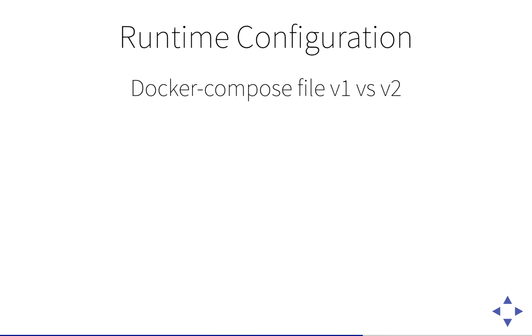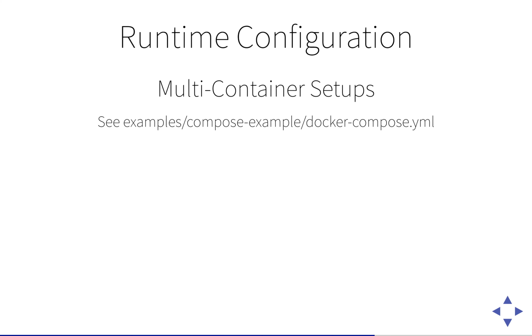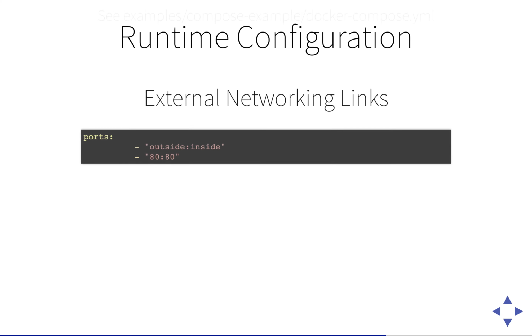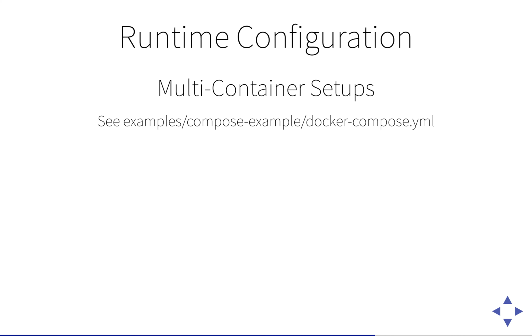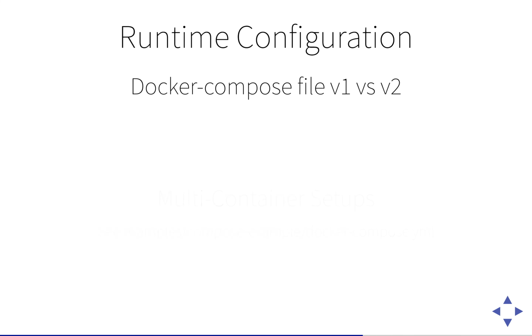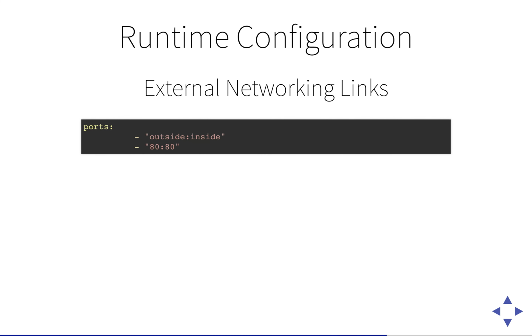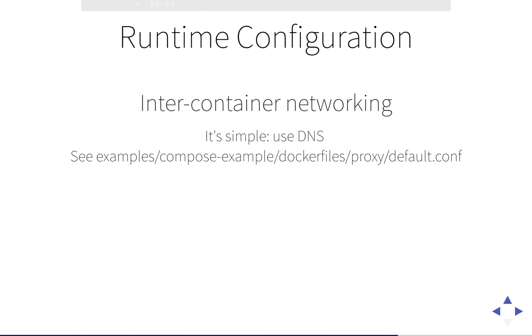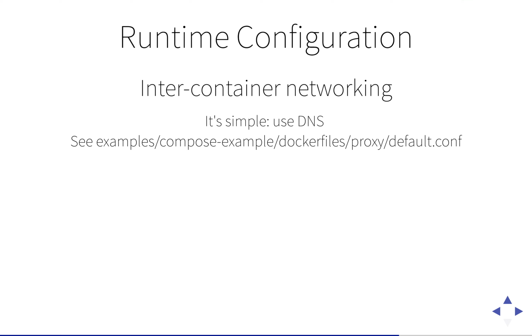let's look at our next. All right, we covered V1 versus V2, multi-container setups, external networking. Okay, we'll look at some more sophisticated Docker Compose files in a few minutes, I think. Let's go. So external networking links, that same pattern, stuff on the outside on the left, stuff on the inside on the right. Just wire things through as much as you need. Inter-container networking. Now it's time to go look at some of the fancier stuff.